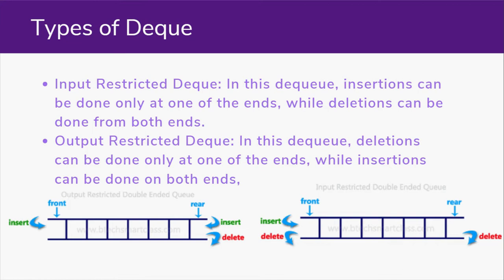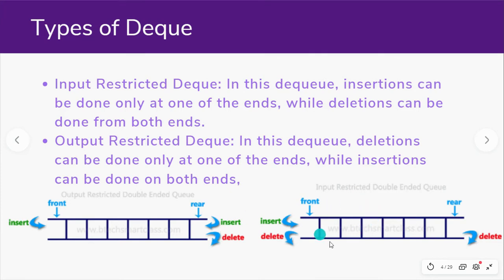Next we'll see what is output restricted DQ. In output restricted DQ, deletions can be done only at one of the ends, but insertions can be done from both the ends, that is front end and rear end. As you can see in the image, this is output restricted DQ. We can insert our data from the front end, we can insert our data from the rear end, but we can't delete our data from the front end. Only from the rear end deletion of the data is possible.